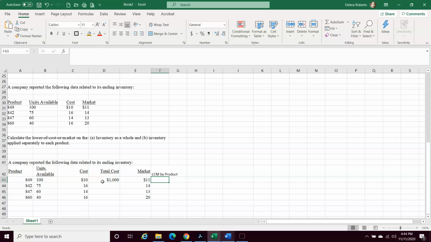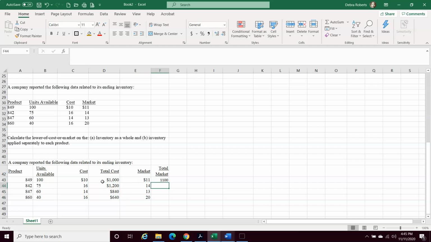Now I'm going to do the same thing here, but I'm going to remove this and just do total market. And then I'll do another column. Okay. So first we want the total cost. So we took the cost and we multiplied the number of units available. And that's where we get the 1100. Now the next step is going to be the market cost by product. So I'm going to take, again, the market value in this case and multiply it times the units available.